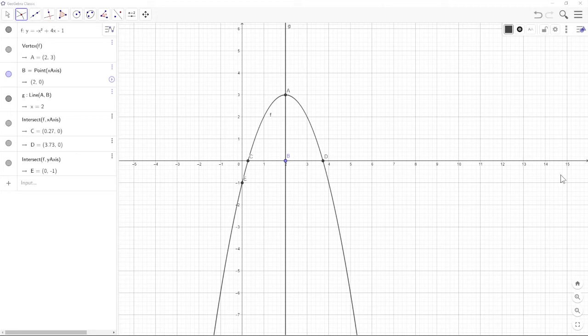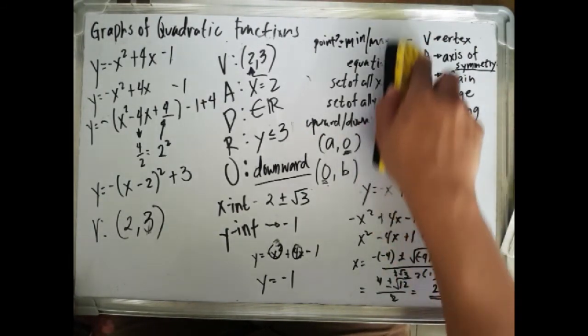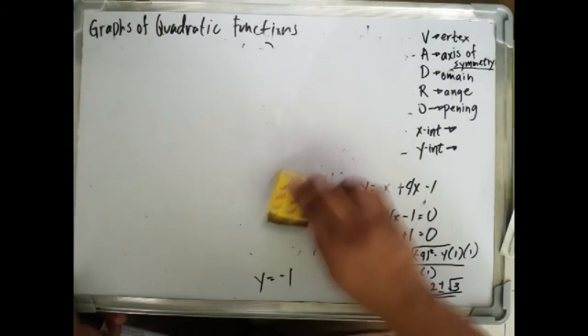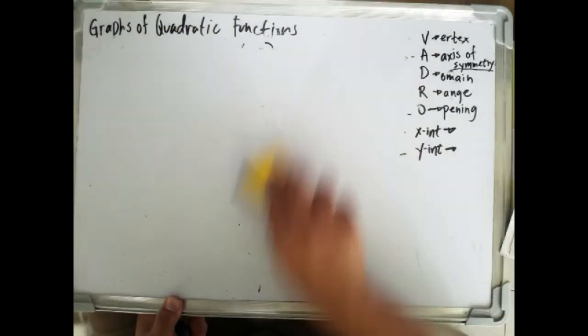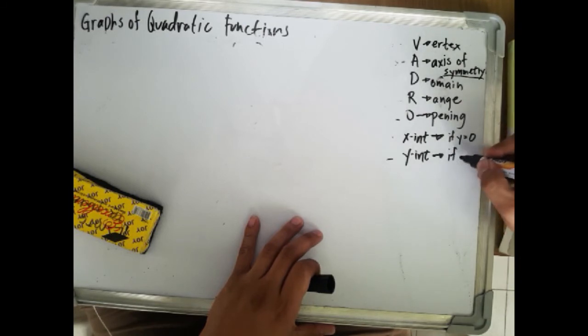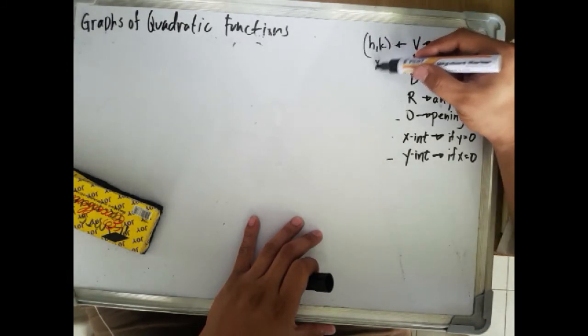Hanapin natin ang mga properties ng ating quadratic. So, example. Libre ko na sa whiteboard natin. So, with regards to this, lagyan natin ang hint. How do you find it? The x-intercept with y equals 0. And the y-intercept with x equals 0. The vertex is h, k. Axis of symmetry, x equals h.